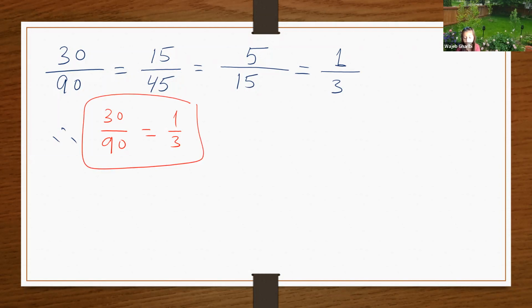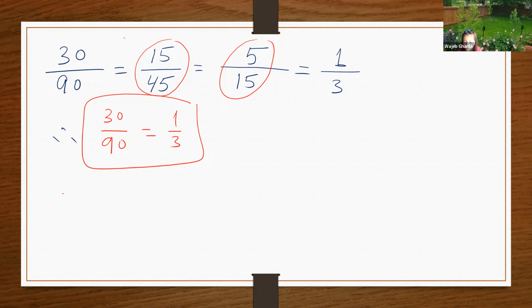So as you see here, first we divided 30 by 2, and we got 15, and 90 is divided by 2 also. Then we divided 15 by 3, we got 5, and 45 is divided by 3. And then divided by 5. So let me write it here. Is it clear or not? Is it clear? Let me write it once again.